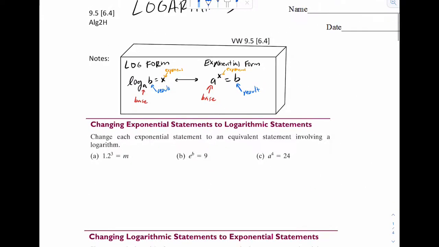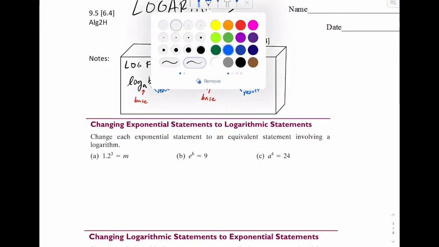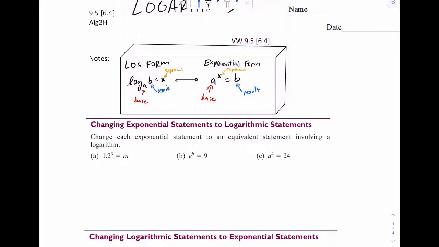So the first thing we're going to do is just practice it mechanically, right? So right now you might not understand what we're doing, but that will come in time. We're just going to practice these mechanics. This is log form. This is exponential form. Because the first thing says change each exponential statement to log form. So notice how these all match this.